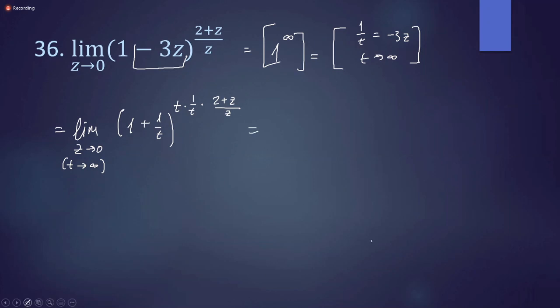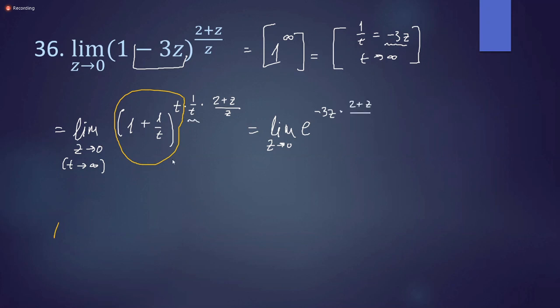Okay, now we have e. And so now, we have the limit e to the power, when z tends to 0, yes. Now 1 over t was actually this, so it's minus 3z, that's 1 over t, is this part, times 2 plus z divided by z. So now let us see what's happening here.